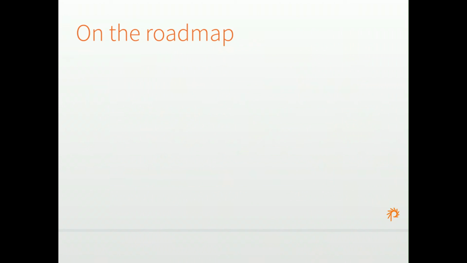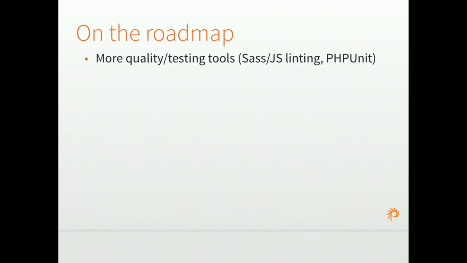To give you a sense of where we're going with this, we do want to integrate more quality and testing tools. So we now have JavaScript linting. Adding Sass linting is something we're kind of interested in, or adding support for PHPUnit, which will become bigger with Drupal 8. As I said, kind of thinking about more options of releasing and deployment, kind of how best to hand off code to those systems.